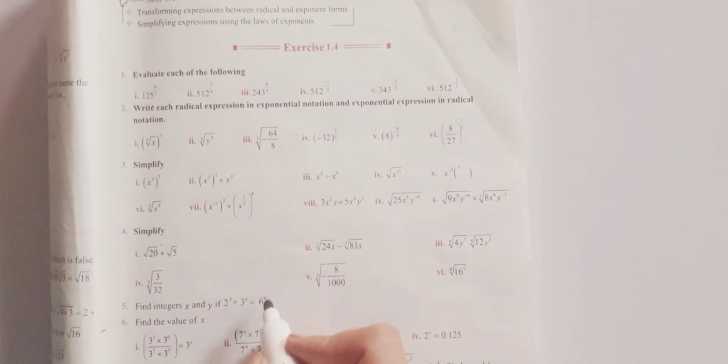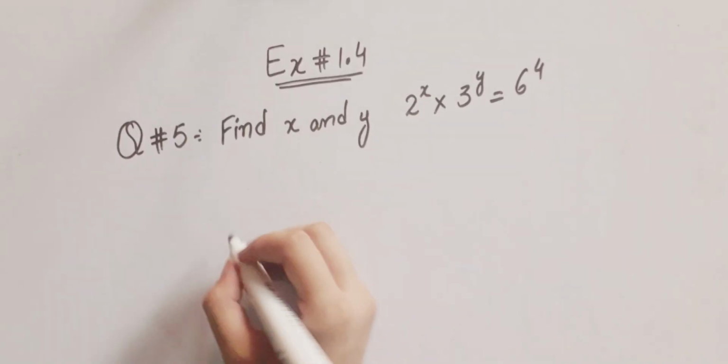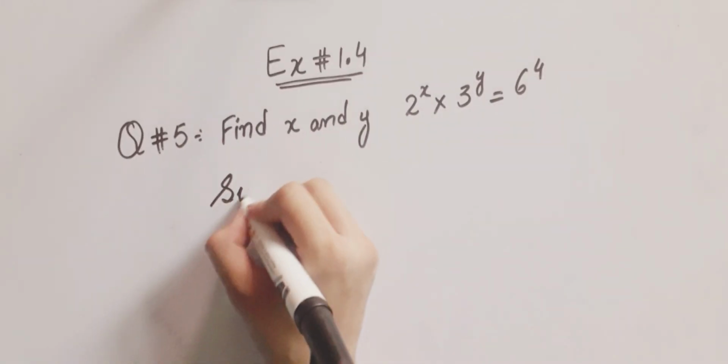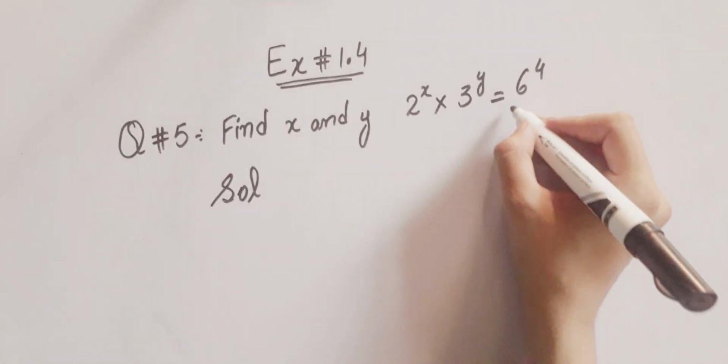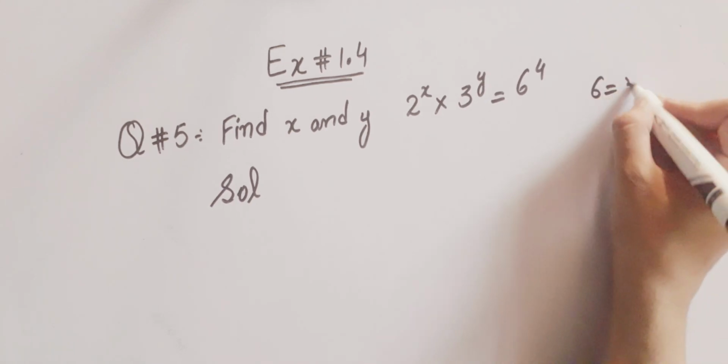Now here the question number 5 is: Find integers x and y if 2 power x multiply 3 power y is equal to 6 power 4. Now we will solve this. We can write 6 as 3 multiply 2.